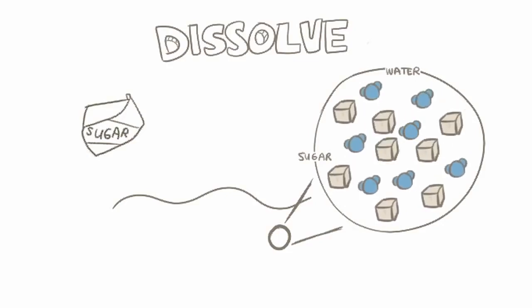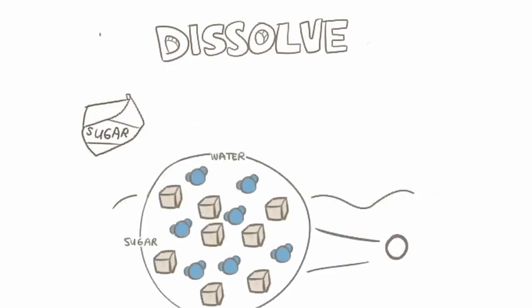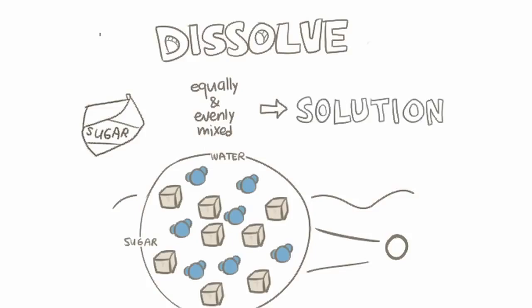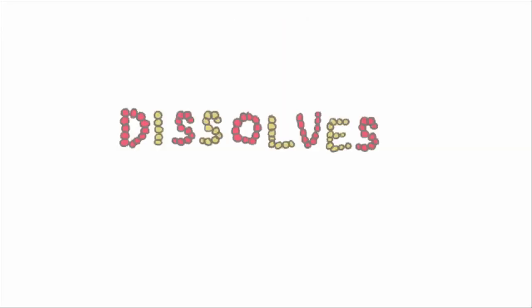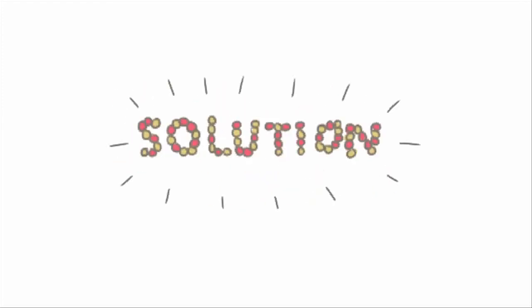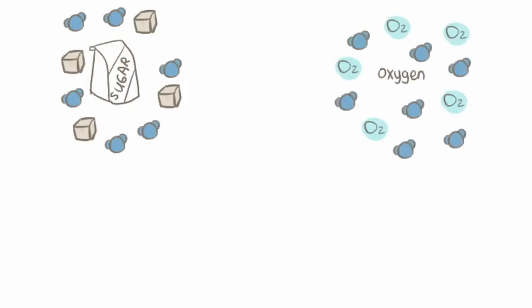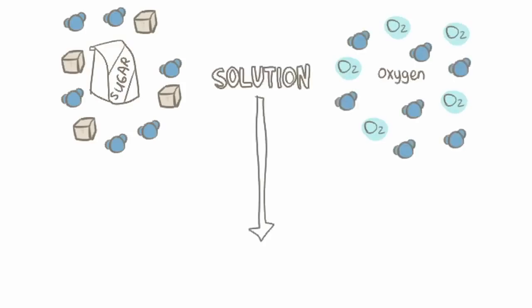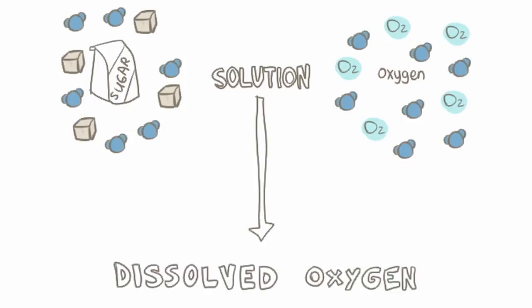More specifically, since the parts of the mixture are spread out equally and evenly everywhere, we can call this mixture a solution. So when we say that something dissolves, it just means that it goes into an evenly distributed mixture called a solution. Now, like those sugar molecules, oxygen molecules also mix evenly with water molecules to form a solution. In other words, oxygen dissolves in water.